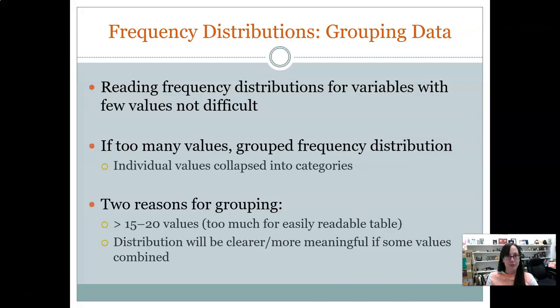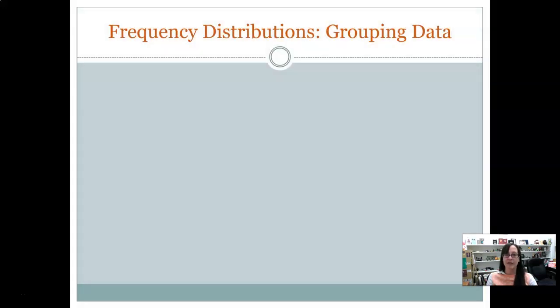But also the reason that you should want to group it is that it's going to make the distribution more clear or more meaningful if you combine and collapse some of those values into categories. So you don't want to do it just because there's a lot. You want to do it for a reason, because you don't want to hide information either. You don't want to collapse things and make it seem like it looks a way that the data doesn't actually look. So you've got to be careful of that too. You want to make sure you're doing it because there are too many values of your variable, but also because it's going to make it more clear and meaningful to see it with collapsed categories.